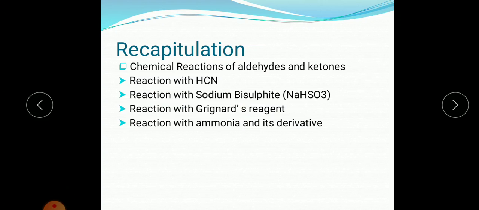In our last class, we saw the topic chemical reactions of aldehydes and ketones, and in this, we studied reaction with HCN. Then we studied reaction with sodium bisulfite. Then we saw reaction with Grignard reagent, and after that, reaction with ammonia and its derivatives. So this is our last topic.